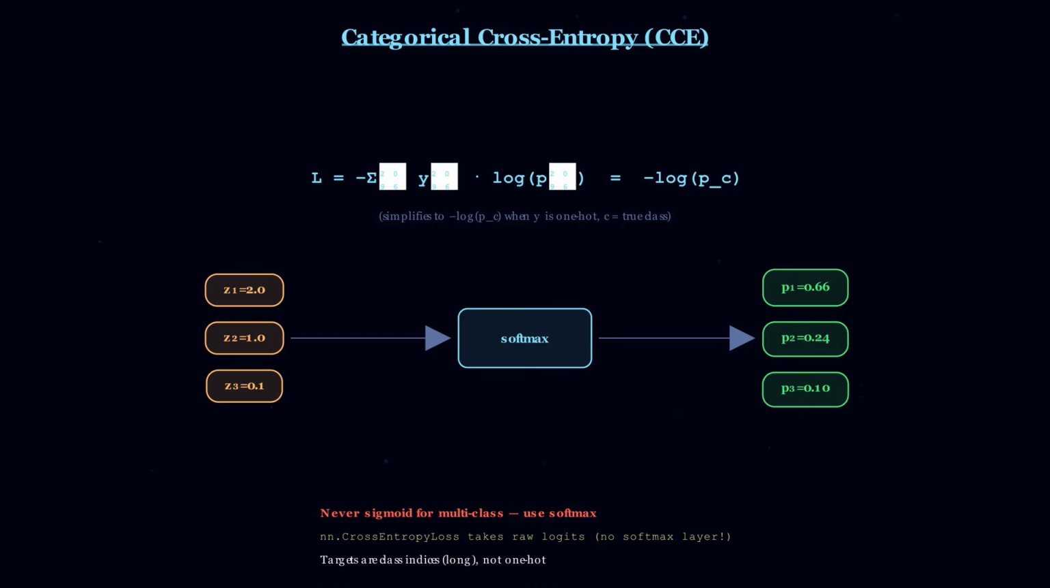The gradient of softmax plus CCE with respect to the logit zk is pk minus yk, identical in form to the BCE gradient. This beautiful result is why softmax and CCE are always paired. It's not a coincidence. It follows from the exponential family structure.